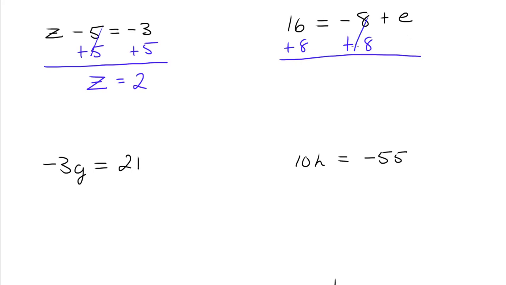So negative 8 plus 8 cancels. This leaves me with an e on the right-hand side. And 16 plus 8 is 24.